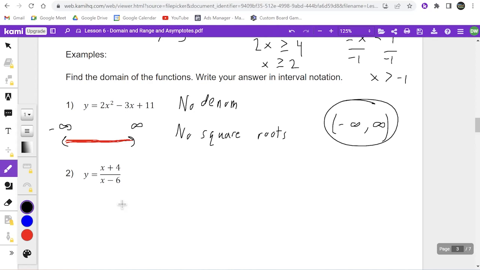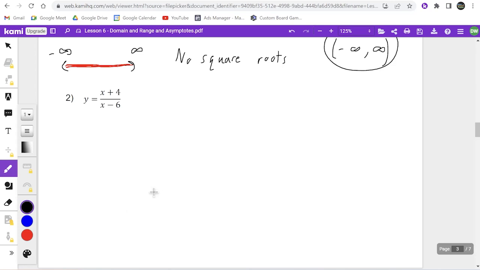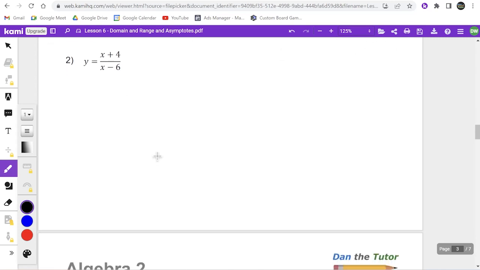Okay. So next, number 2. For number 2, we have y equals (x plus 4) divided by (x minus 6). What's the domain problem here? Well, obviously, it's the denominator. You cannot equal 0 in the denominator. So the best way to solve for that is to say x minus 6 equals 0. Add 6 to both sides, x equals 6.